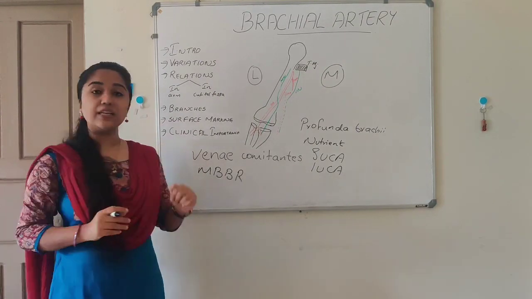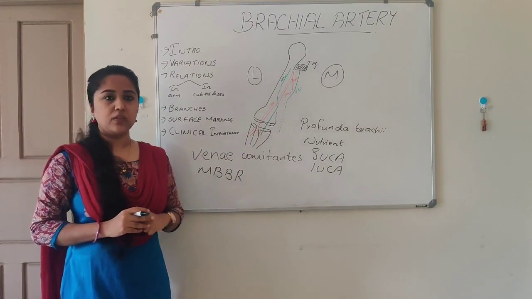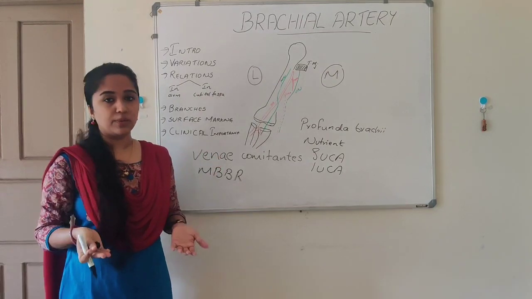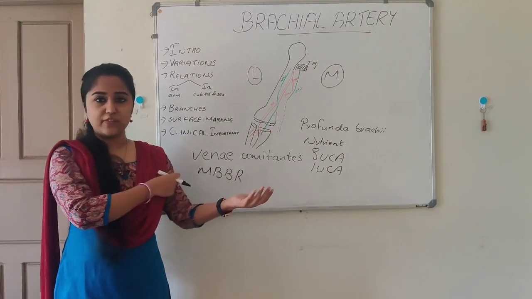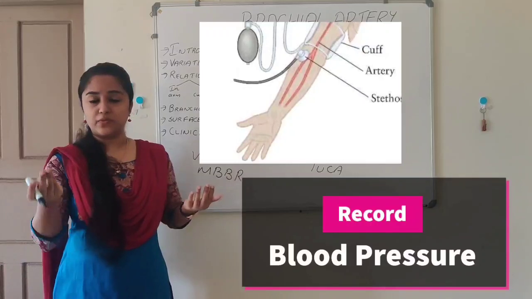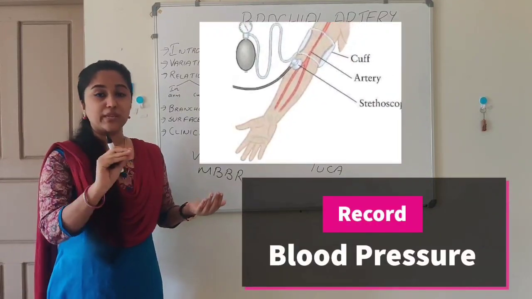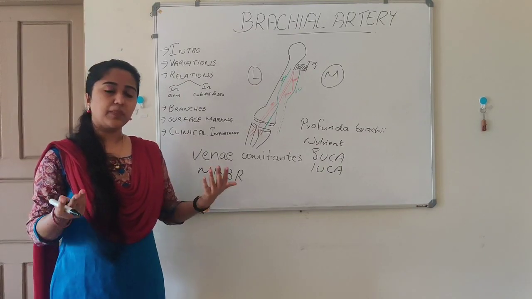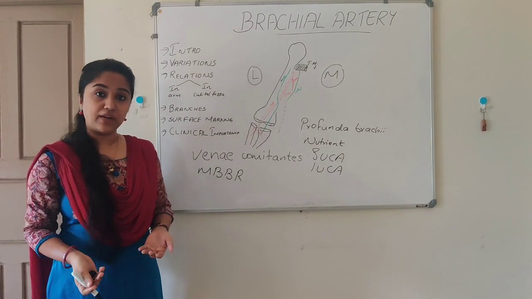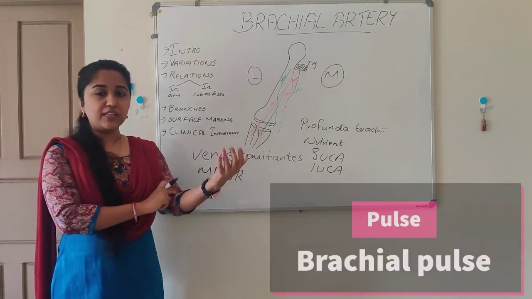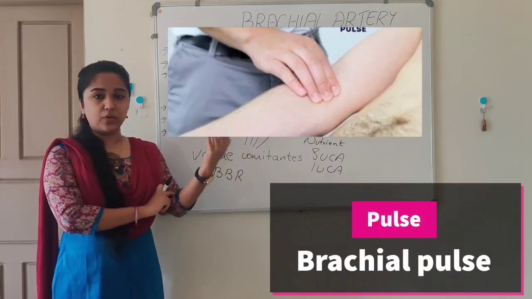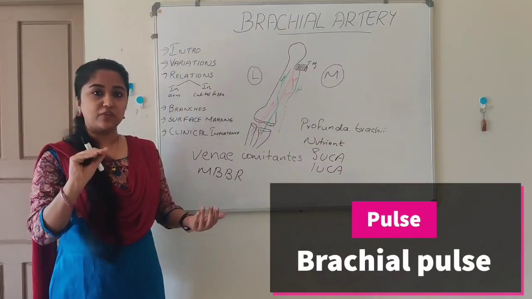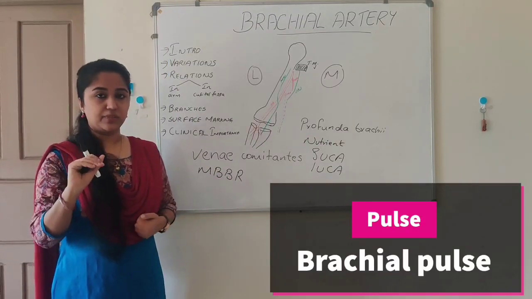Now we'll see the clinical importance of the brachial artery. The main one: to record the blood pressure, you tie the cuff around the arm. The diaphragm of the stethoscope is placed onto the brachial artery in the cubital fossa, and you can record the blood pressure. You can also take the brachial pulse. When you flex the elbow, you can feel the tendon of biceps, and just medial to that, you can feel the brachial pulsation.